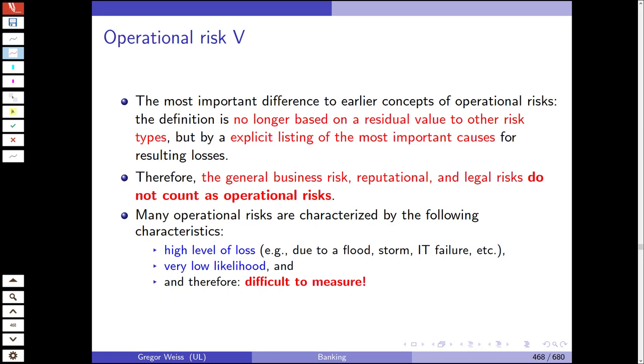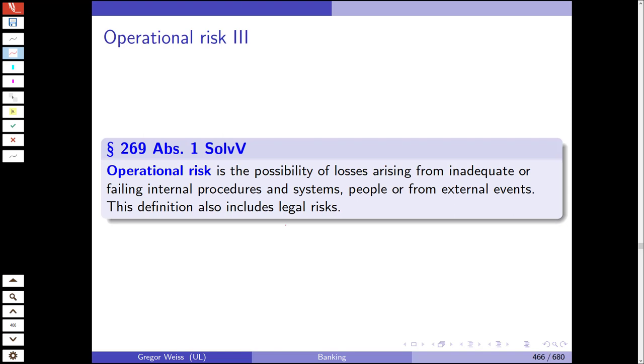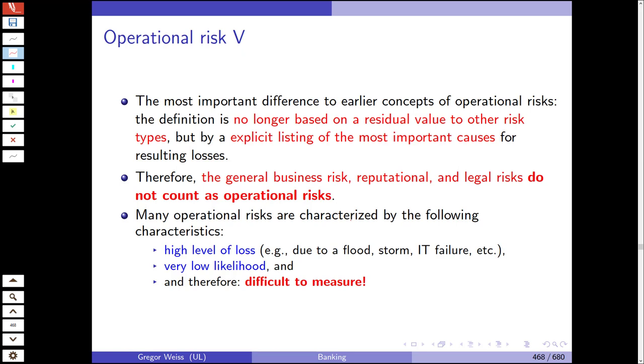Now, the most important difference to earlier concepts of operational risk is that it's no longer based on a residual value to other risk types. So it's not just everything else, but it's explicitly listed in the solvency regulation or in Solvency II, and therefore general business risk, reputational and legal risk, you can debate this. General business risk should not be included in operational risk. Reputational risk, yes, and legal risk, we've seen this. Under solvency regulation, it's also included, but you can debate this. This is questionable. Now, many operational risks are characterized by the following characteristics. High level of loss, for example, IT failure, a flood, a storm, etc., and a very low likelihood of happening, and thus, it's usually very difficult to measure.